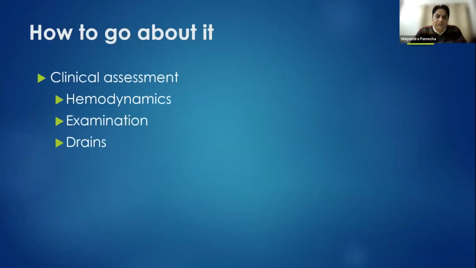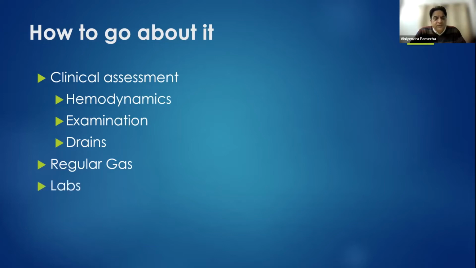So how to go about it? You need to have a thorough clinical assessment. You need to check the hemodynamics, and thoroughly check how the clinical status of the patient is. Ascites: definitely they will be draining more ascites after the transplant if they are developing early graft dysfunction, whether it is associated with sepsis or not. But they all will have increased drain outputs.